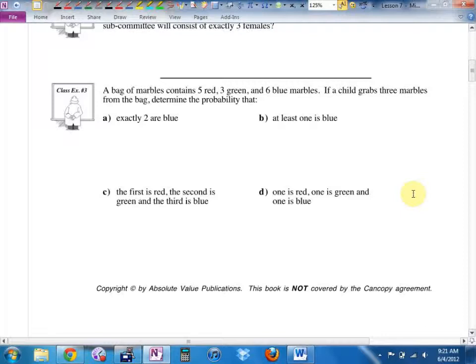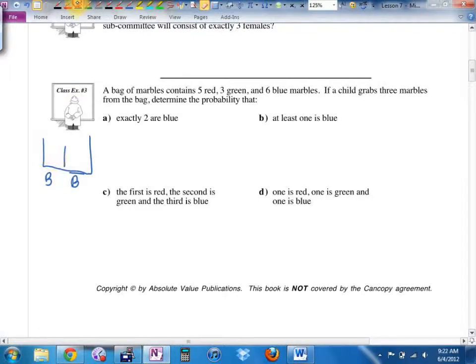A bag of marbles contains 5 red, 3 green, and 6 blue marbles. If a child grabs 3 marbles, how many marbles are exactly 2 blue? I probably could do this with a tree. Yeah, let's try this with chooses. Here, I think I could go blue and not blue.